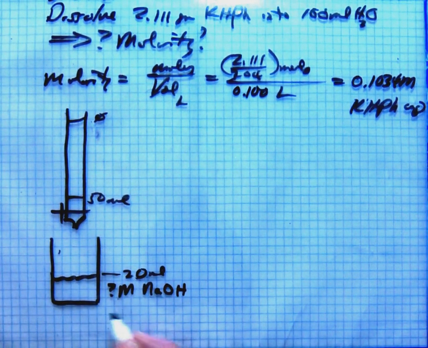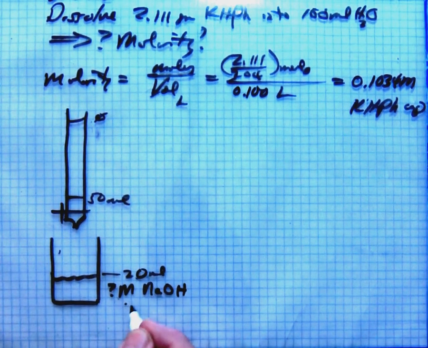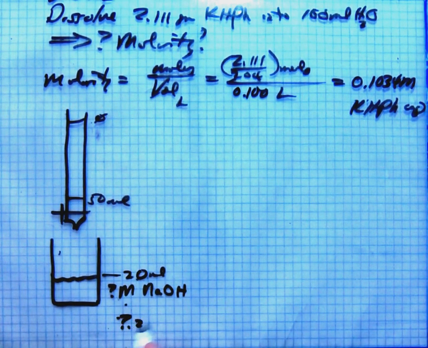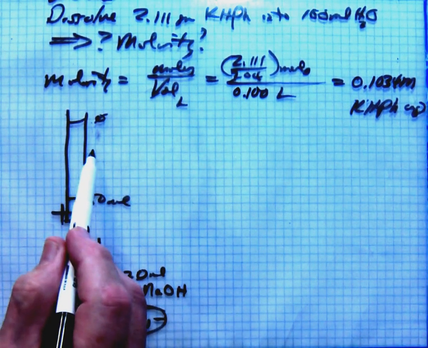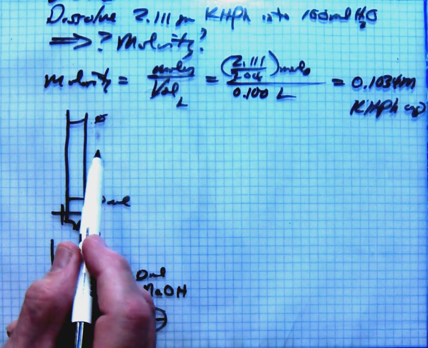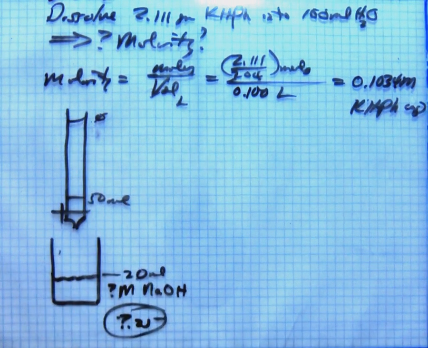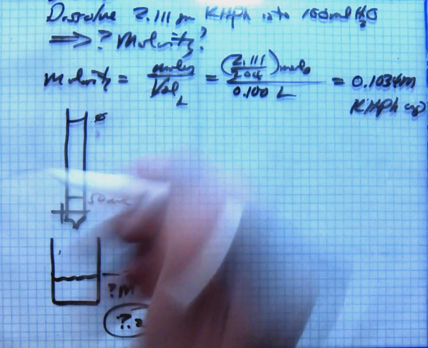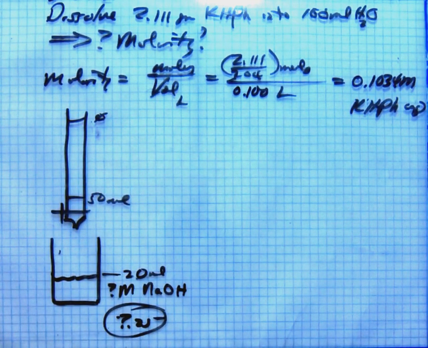20 mils of 0.25, we know it's around 0.25. Okay? This is 0.1. So how much of the KHP? Well, you'll use almost 50 mils of it. So if you go to the 50, you add some more and keep up with it to reach your end point.